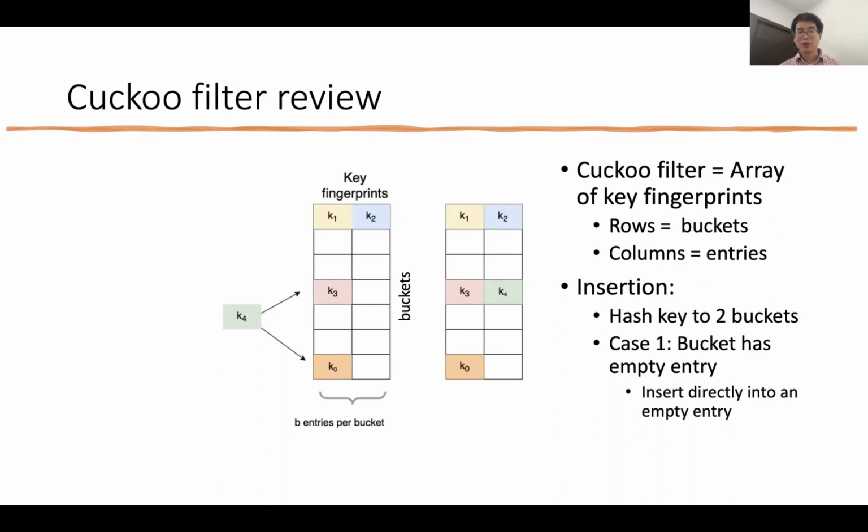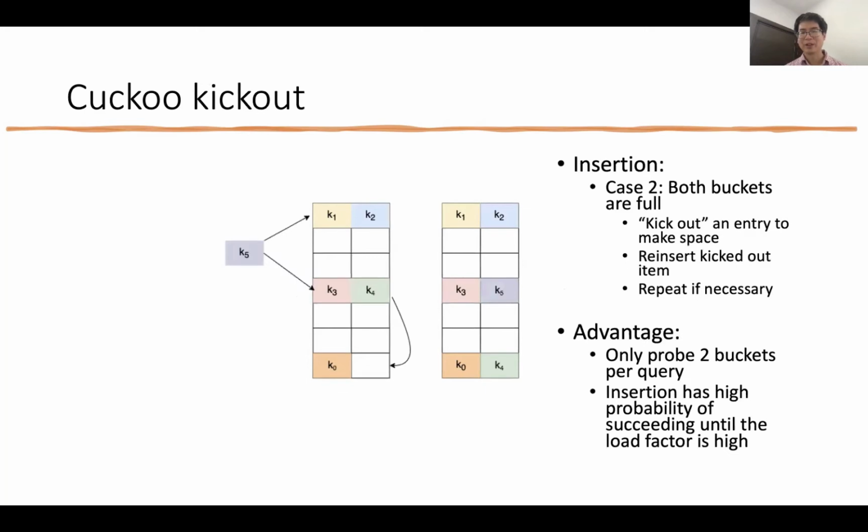So a Cuckoo filter is essentially an array of key fingerprints, a two-dimensional array where the rows denote buckets in the filter and the columns are the entries in the buckets. Whenever I insert a key, I hash the key to two candidate buckets. If one of the candidate buckets has an empty entry, then I'm able to directly insert it into that entry. However, if both buckets are full, I need to kick out one of the existing entries to make space. This allows me to insert my new key into it. But the key that I kicked out needs to be inserted into its alternative bucket. And so now I just repeat this process of kicking out and reinserting until I find an empty spot.